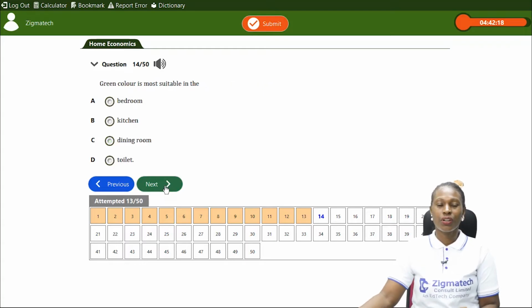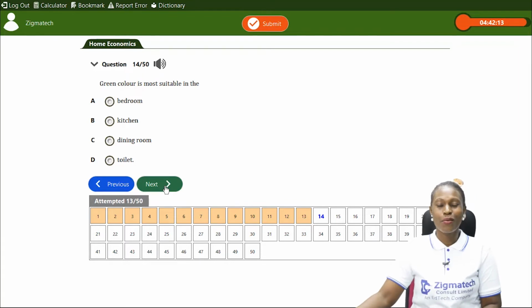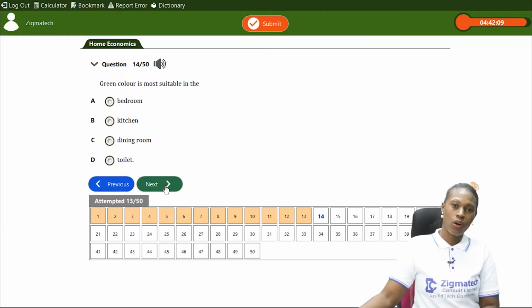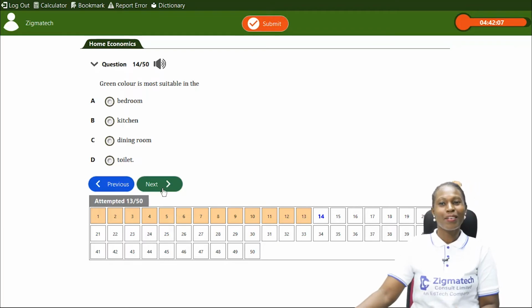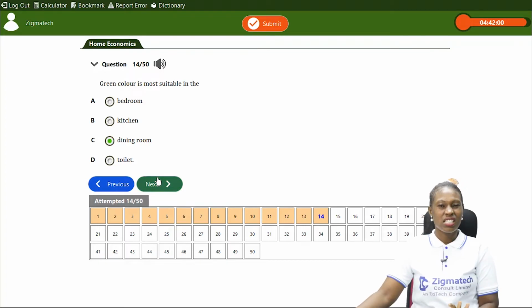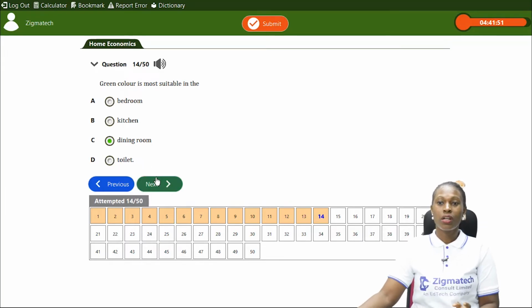Let's look at the next question. Now, green color is most suitable in the: A, we have bedroom, we have kitchen, we have dining room, we have the toilet. We would pick dining room. Green color is most suitable for the dining room. It has this feeling of calm, so it's suitable for the dining room. I'm sure you know what the dining room is. That's where we stay to eat our food. So green color is most suitable for the dining room.